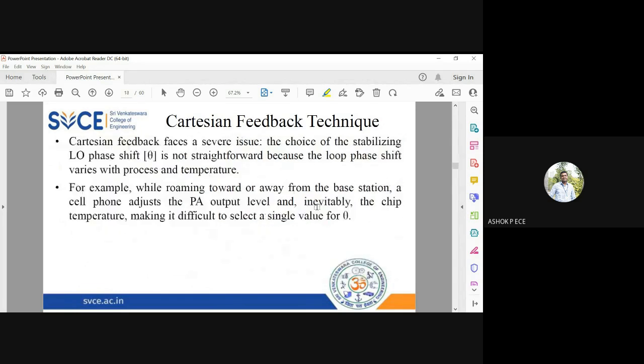Okay, so that is the Cartesian feedback technique, and it faces a severe issue. The choice of LO is straightforward, and if that LO is going to vary with frequency or phase, that is going to be an issue because the performance is dependent on the local oscillator only here. The local oscillator is going to be a crucial component in deciding the performance of this type of power amplifier.